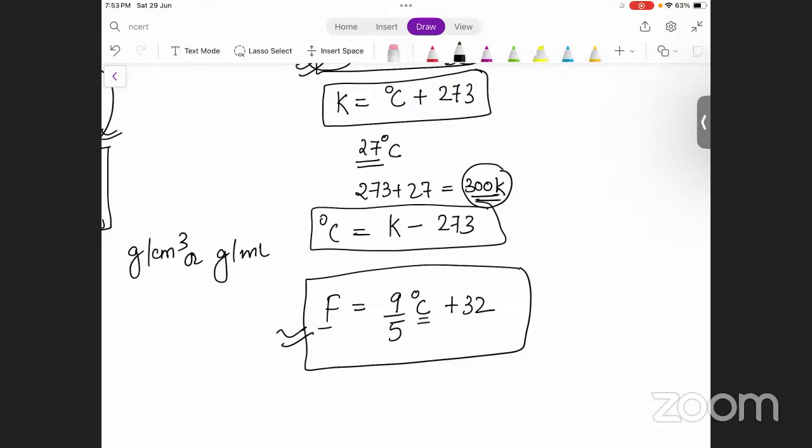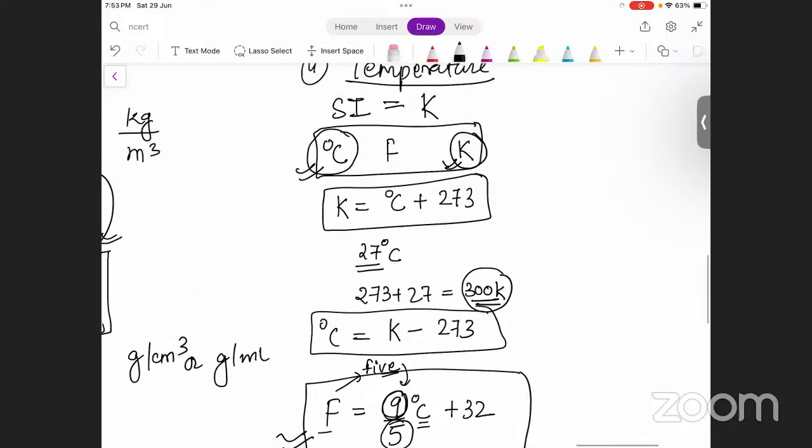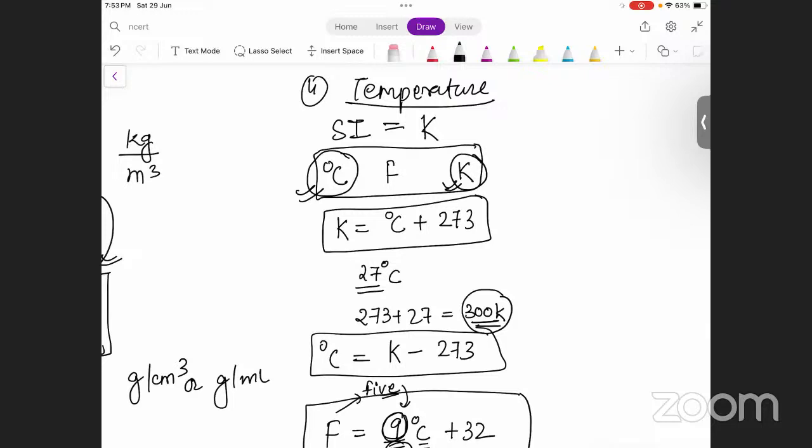Now, when you learn so much, the probability is that you may forget whether it was 9 by 5 or 5 by 9. How you can remember is 5, 9, 5, 9. Like that, you can repeat, so it will stick in your mind. 9, 5, it will rhyme. So in the numerator we will have 9 and in the denominator we will have 5. So 9 by 5 times degrees Celsius, and then we add 32. So these are the scales for measuring temperature.